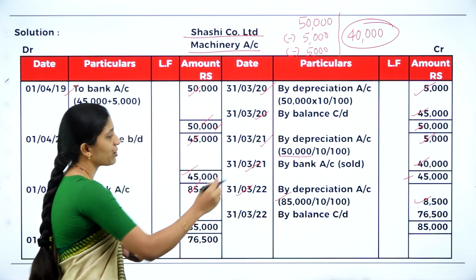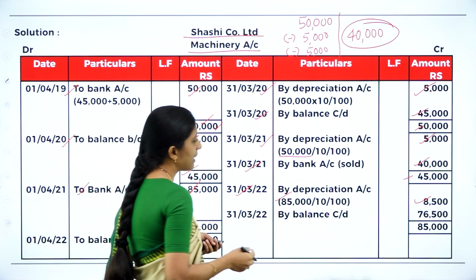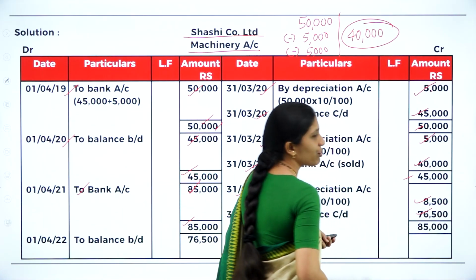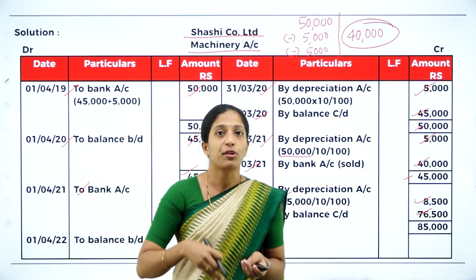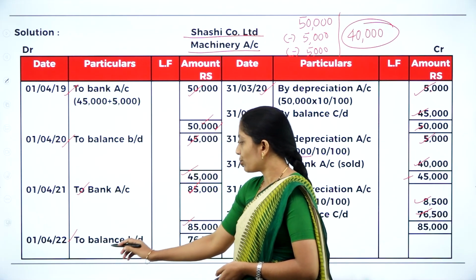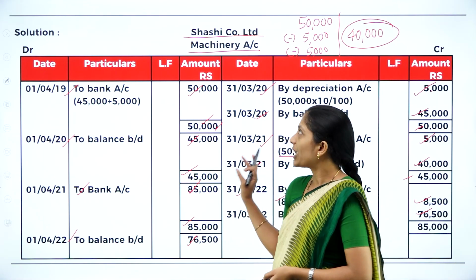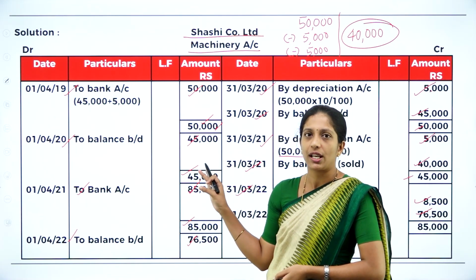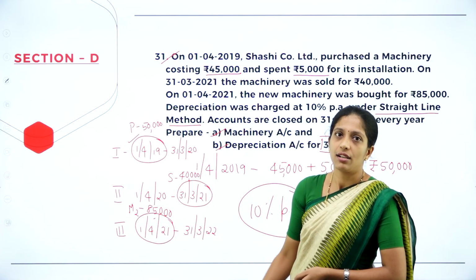Now balance both the side. Here it is 85,000. In the credit side, it is only 8,500. So you will get a balancing figure of 76,500. So since the machine continues, you have to bring down the balance and stop the problem. That is 1/4/22 to balance brought down 76,500. So hope you are clear about it. Very easy machinery account. Just you have to write these dates so that you will find it easier.